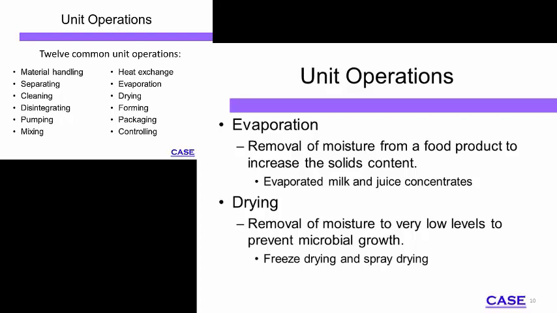A common food product made from drying is instant coffee. One method of making dried coffee is done by spraying a fine mist of brewed coffee through very hot, very dry air. By the time droplets land, they are powder.